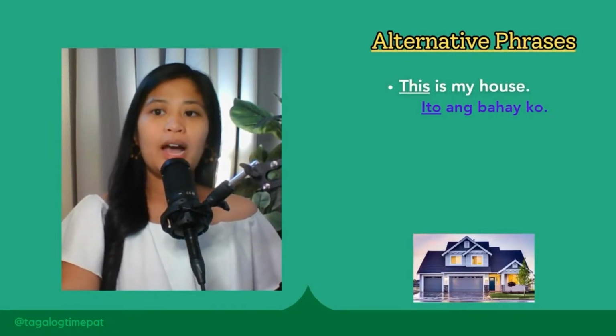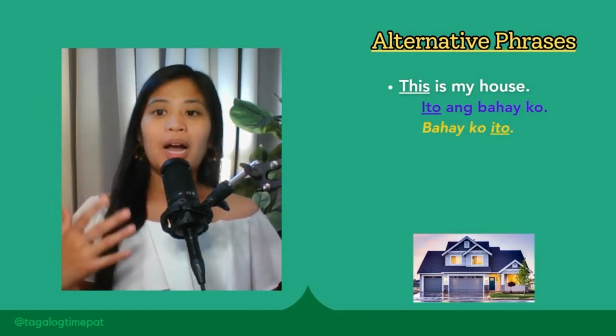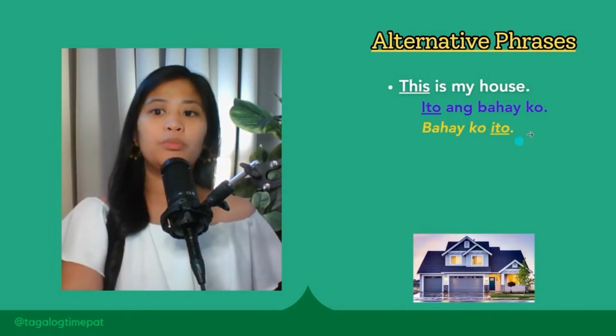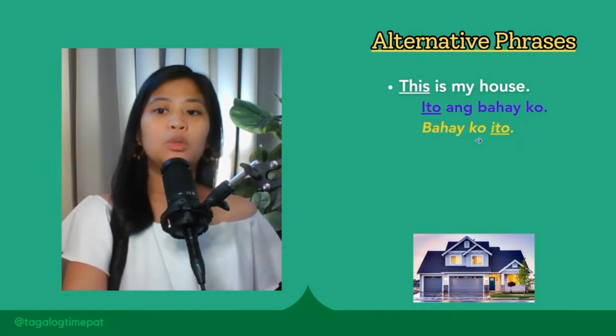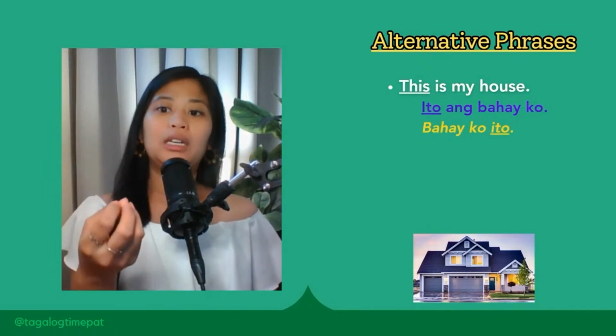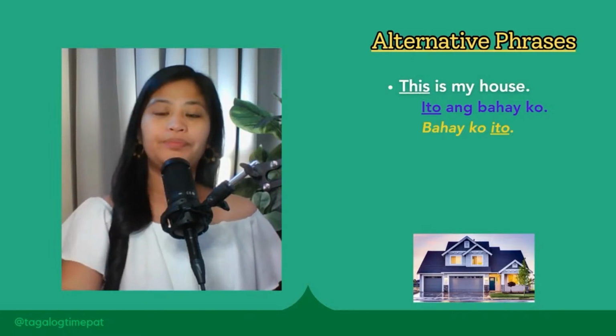So this is my house, we just learned. Ito ang bahay ko. You might also hear it as bahay ko ito. Bahay ko ito. So it's using that demonstrative pronoun ito, and then there's the object and there's the pronoun. So the word order is switched up and we took out the word ang. It's just kind of included in that phrase already. Bahay ko ito, this is my house.